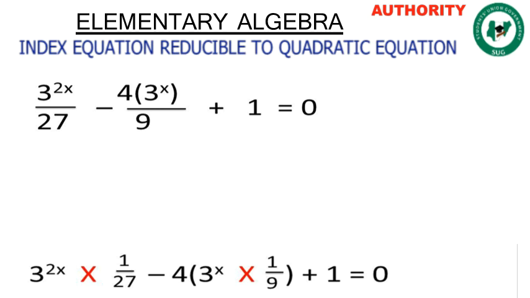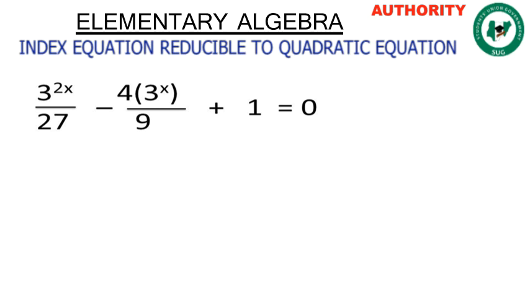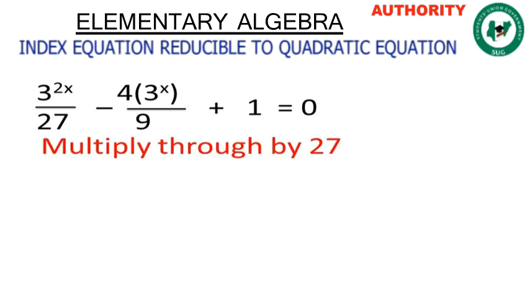Here we are having 3 raised to power 2x all over 27 minus 4, you put bracket, 3 raised to power x all over 9 plus 1 is equal to 0. Pay attention and see what we are going to do. Here we are having a fraction and we want to do away with the fraction. So what we're going to do, we're going to multiply through by 27.